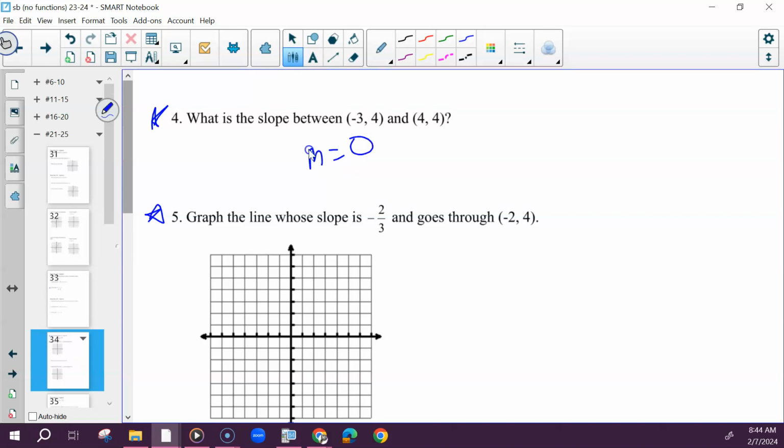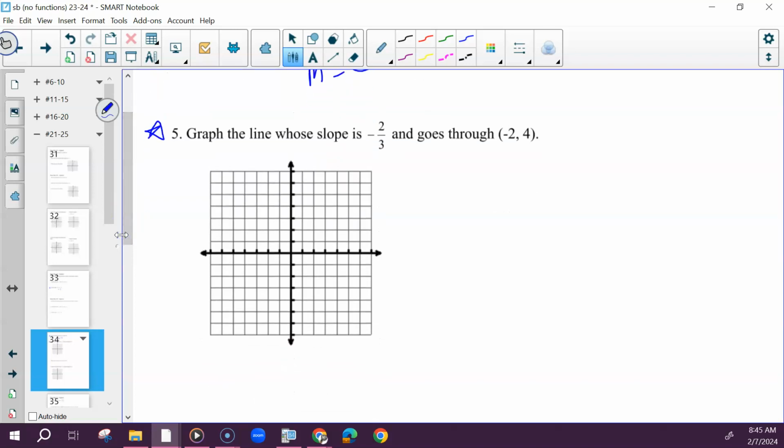And number 5, you really don't need Desmos because we can start at this point (-2, 4) and use our slope -2/3. So go down 2 to the right 3 as many times as possible, and graph your line. As long as you have a point and a slope, you can graph anything. You don't necessarily need to know what the y-intercept is because it didn't ask for that.